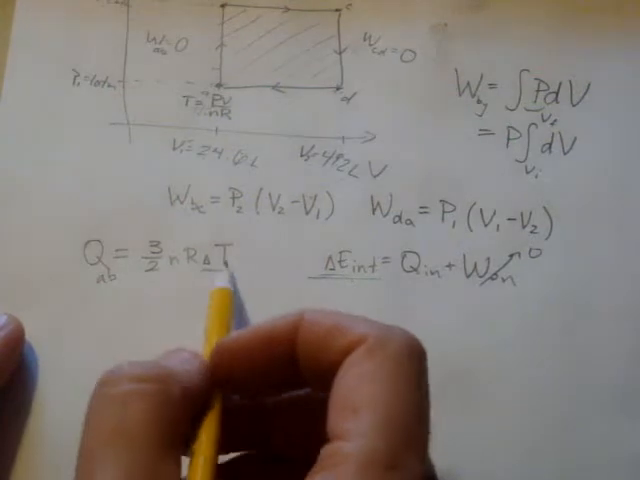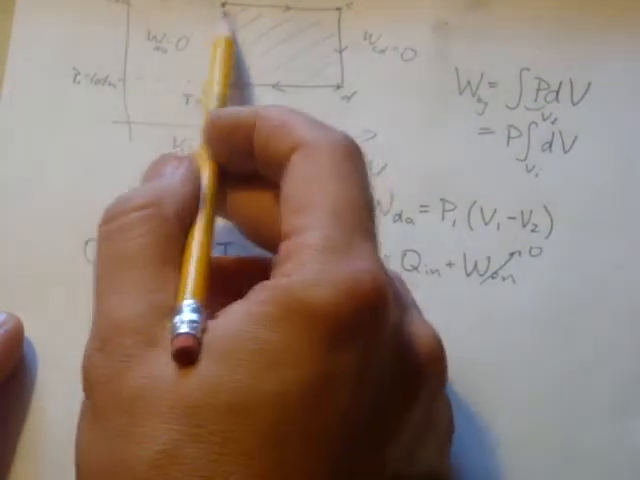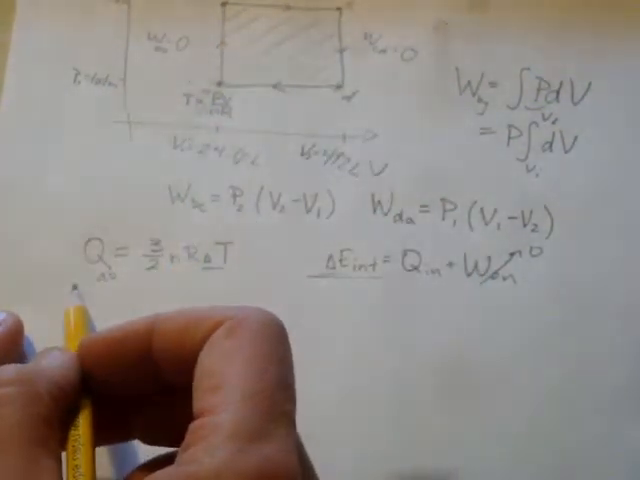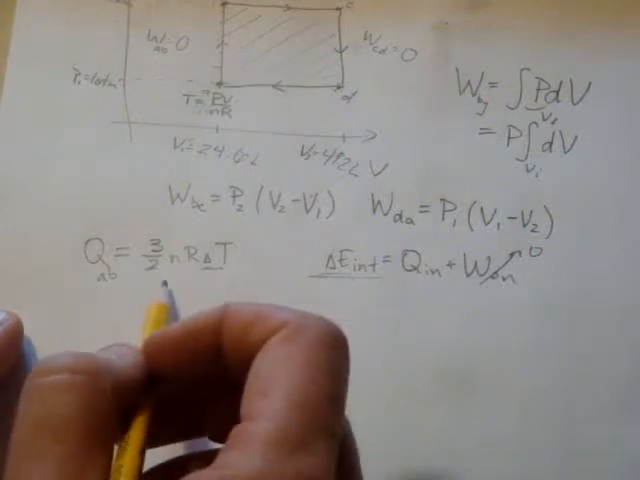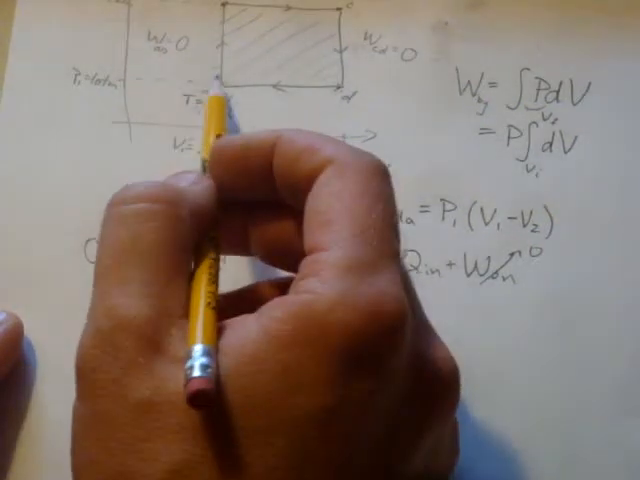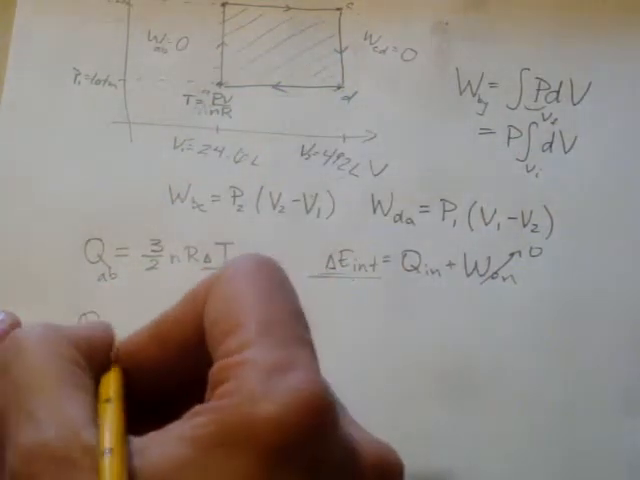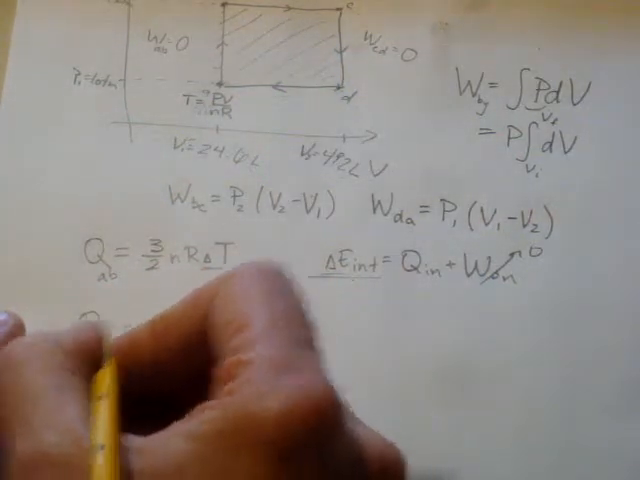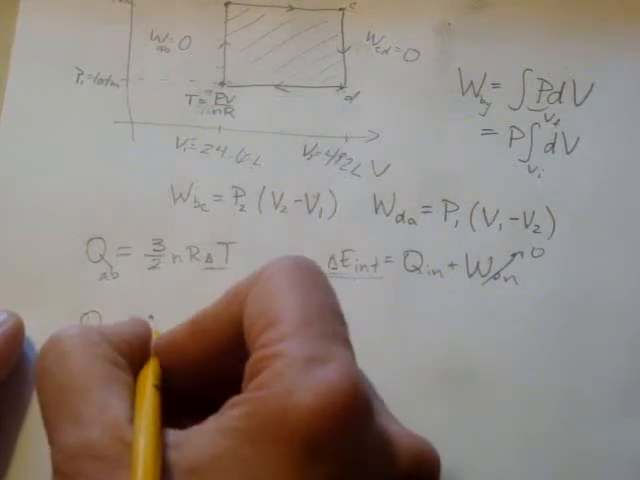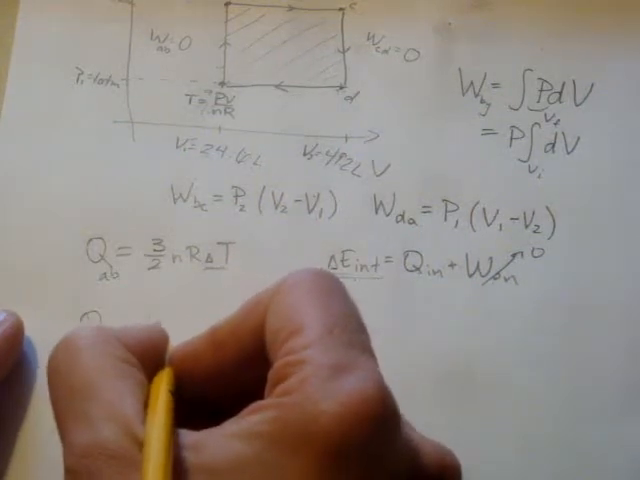We simply find out what the temperature is for each of these states, and then we can quickly write down what the heat transfer is for this isovolumetric process, an isochoric process. Similarly, we can also write down the heat transfer to an object at constant pressure.